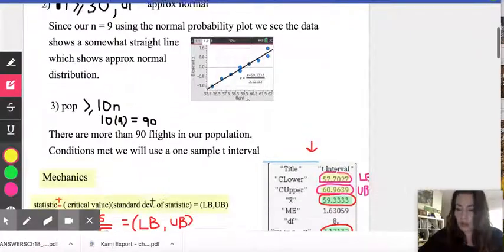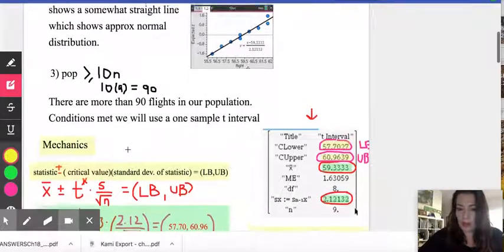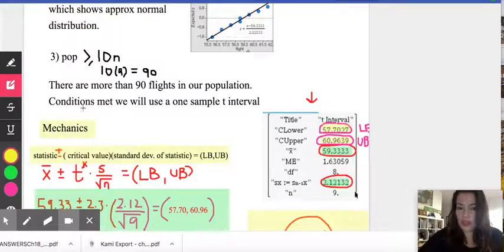Going on to the third condition, we want to show that the population is greater than or equal to 10 times n. 10 times 9, which is our sample size, is 90. There are more than 90 flights in our population. We will say conditions met, and we will use a one-sample T interval.